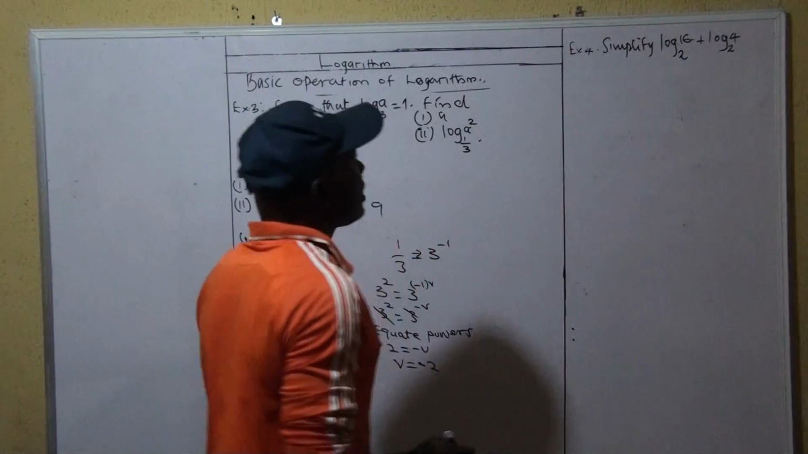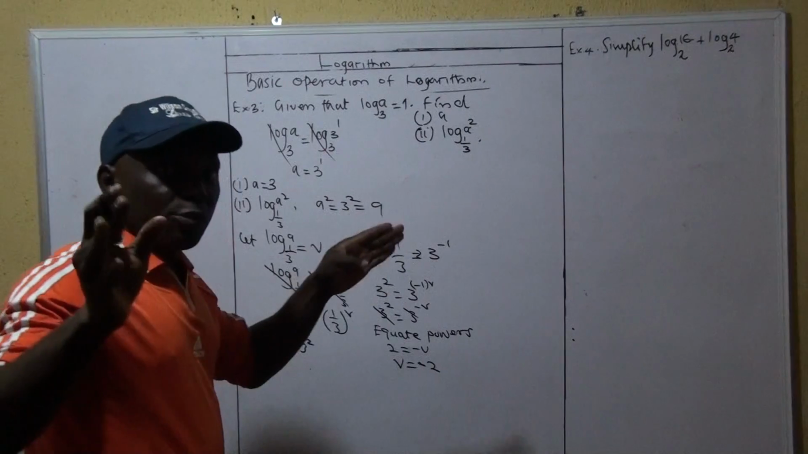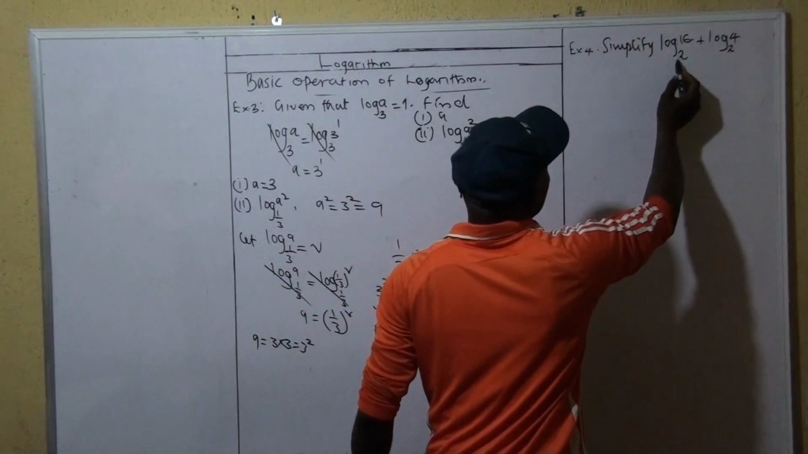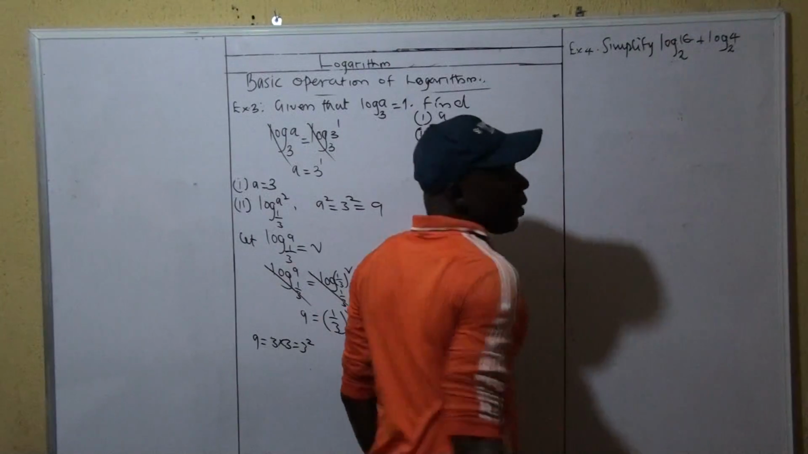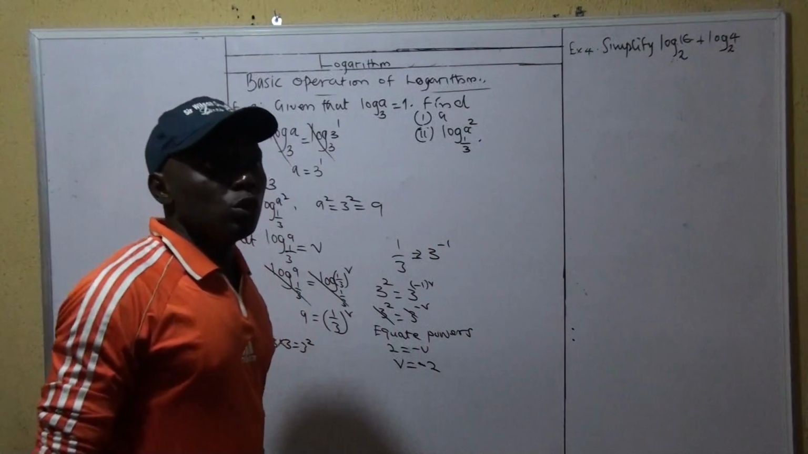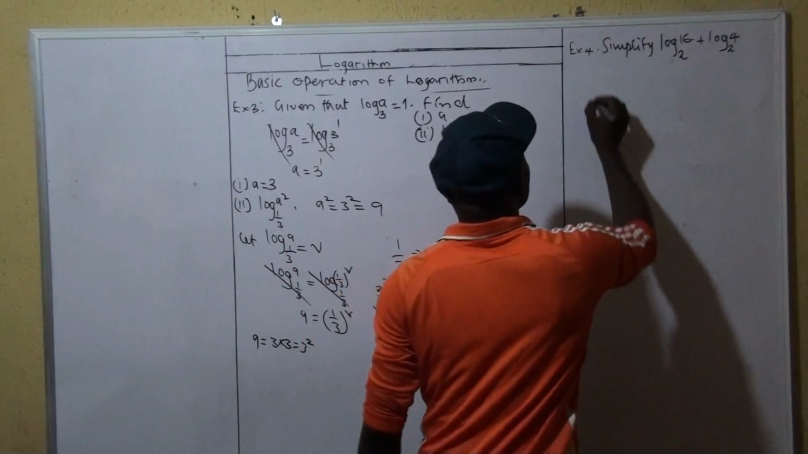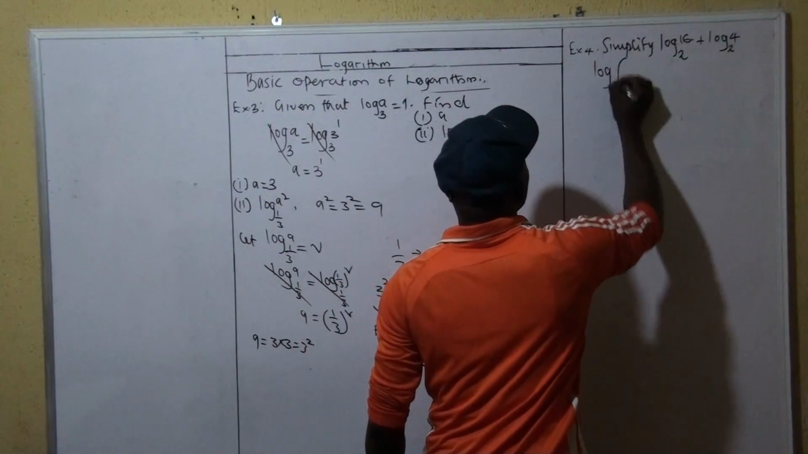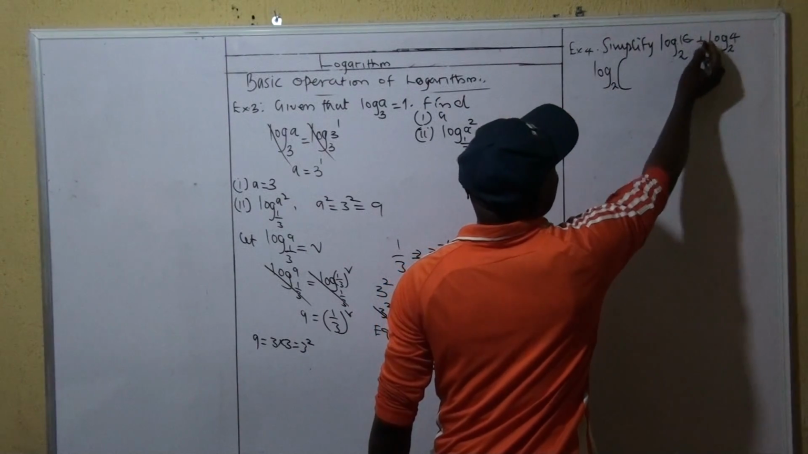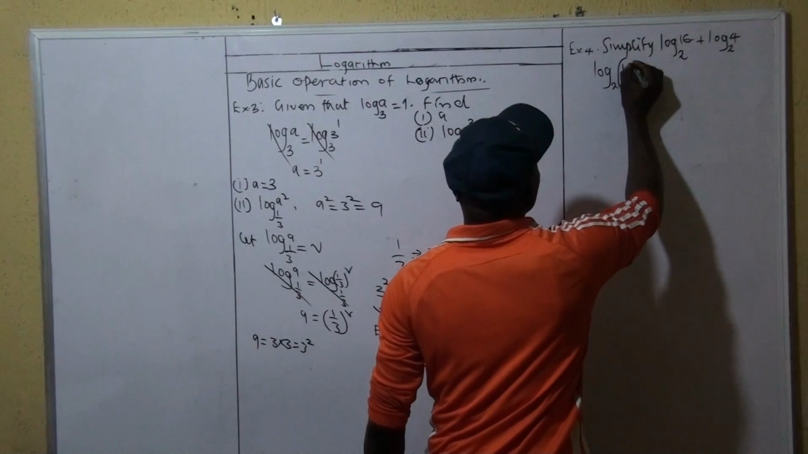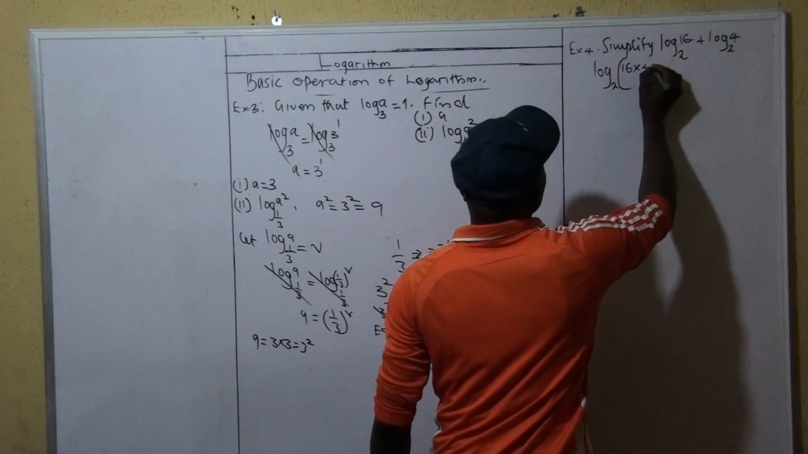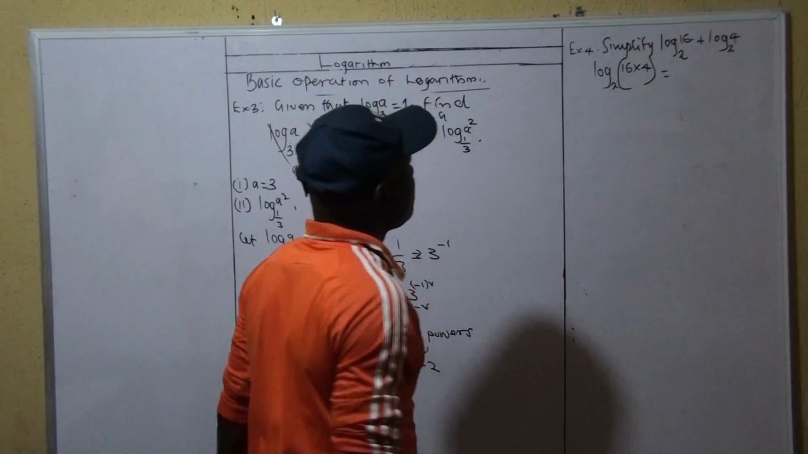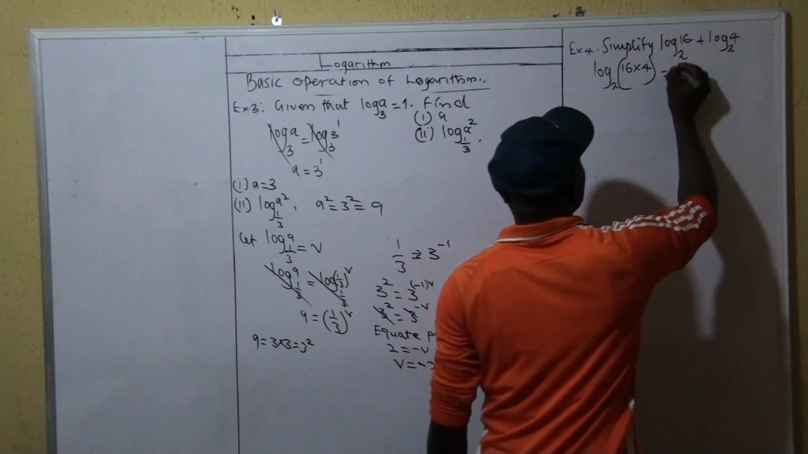So simplify this. Then this now comes to the operation laws. The first law says that if the bases of a logarithm are the same and you have an addition sign here, you take them as one. So this becomes log base 2 of 16 times 4. So 16 times 4 will give us 64.